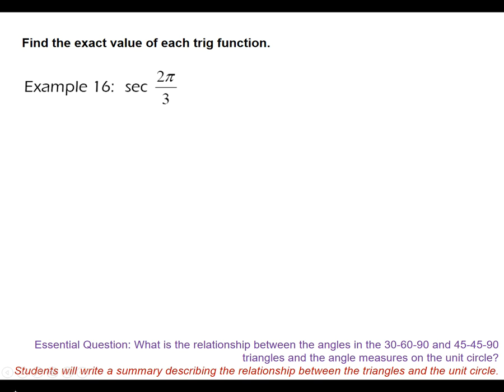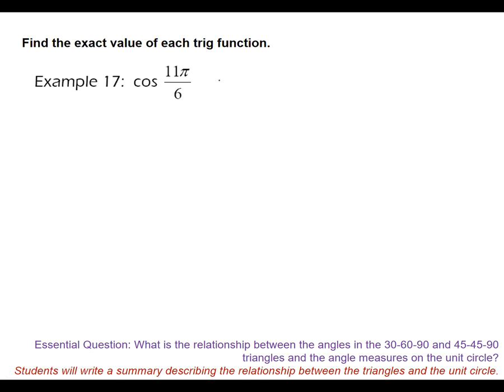Okay. Secant. All right, so 2 pi over 3 is in which quadrant? Second. Is secant positive or negative? Negative, good. And then what color is it? Green. Okay, so we're doing SHA on the green triangle. What was your hypotenuse of the green triangle? 2. What was your adjacent? So -2. Okay, all right, last one.